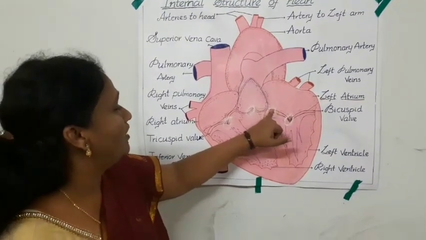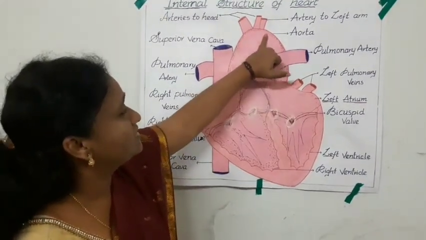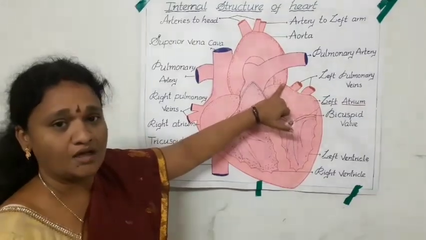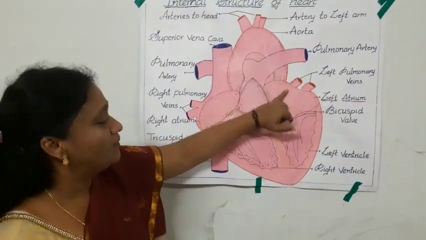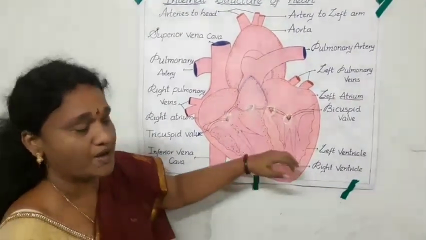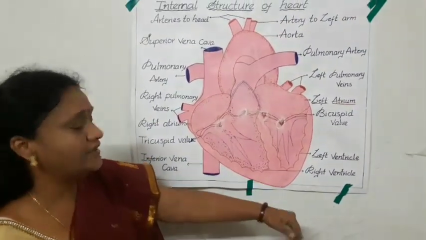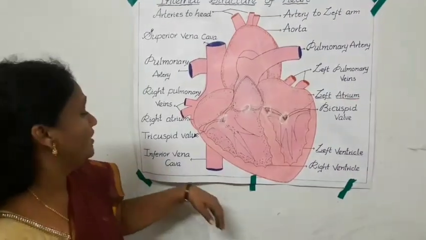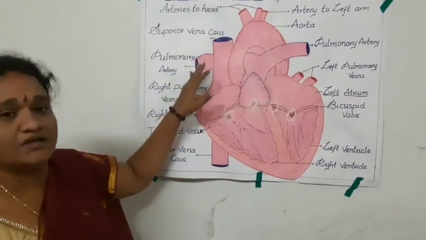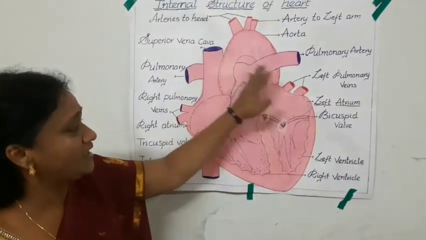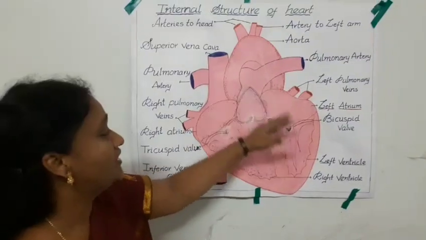From this aortic valve, the blood goes to the largest artery, that is the systemic aorta. Through the systemic aorta, the blood will be supplied to all the body parts. There the oxygenation will be carried out in the cells. Again the deoxygenated blood will be carried by the superior and inferior vena cava. So this cyclic process will be continuously occurring.